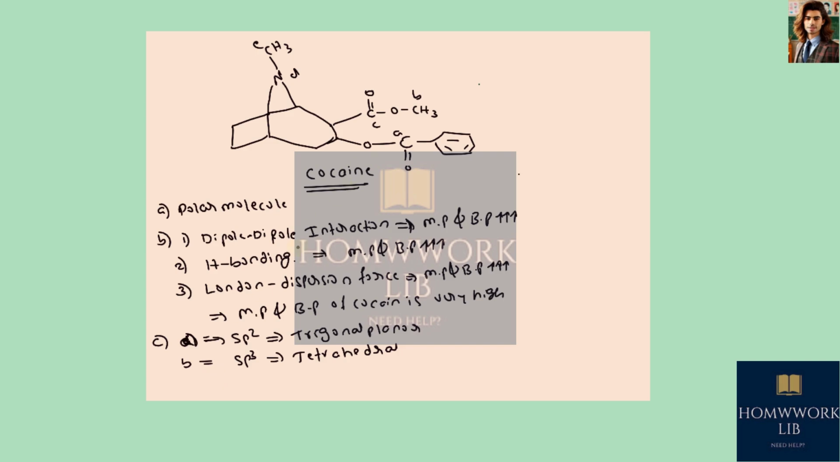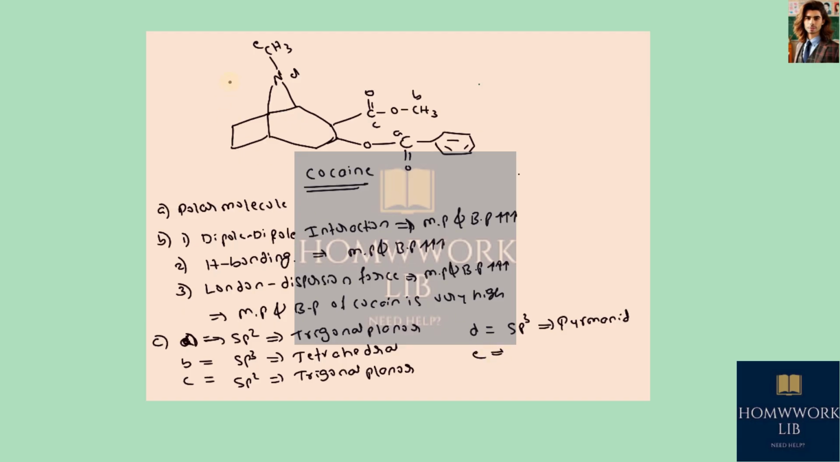And now look at C carbon. Also it is sp2 hybridization, and the geometry is trigonal planar. And now look at D, that is nitrogen. In the case of nitrogen, the hybridization is sp3 hybridization, and the geometry is pyramidal shape.